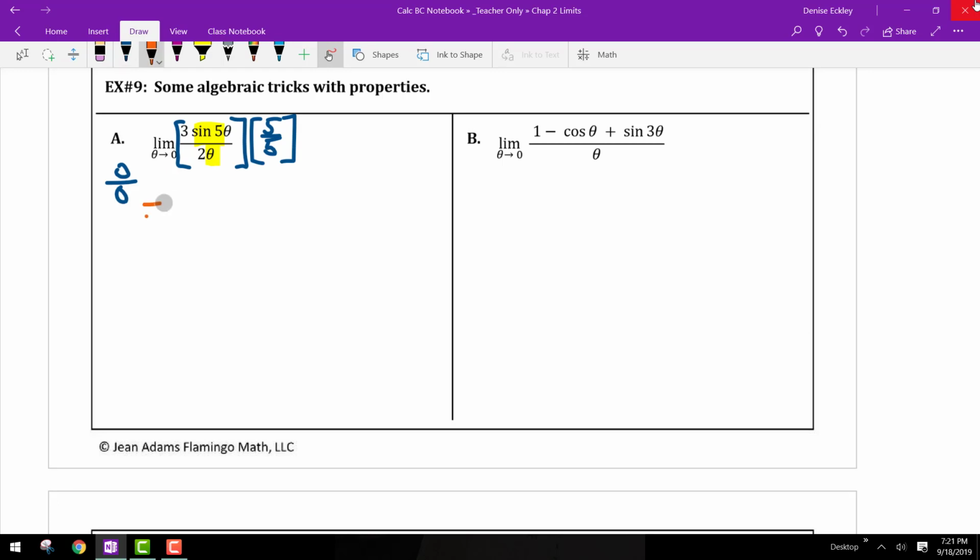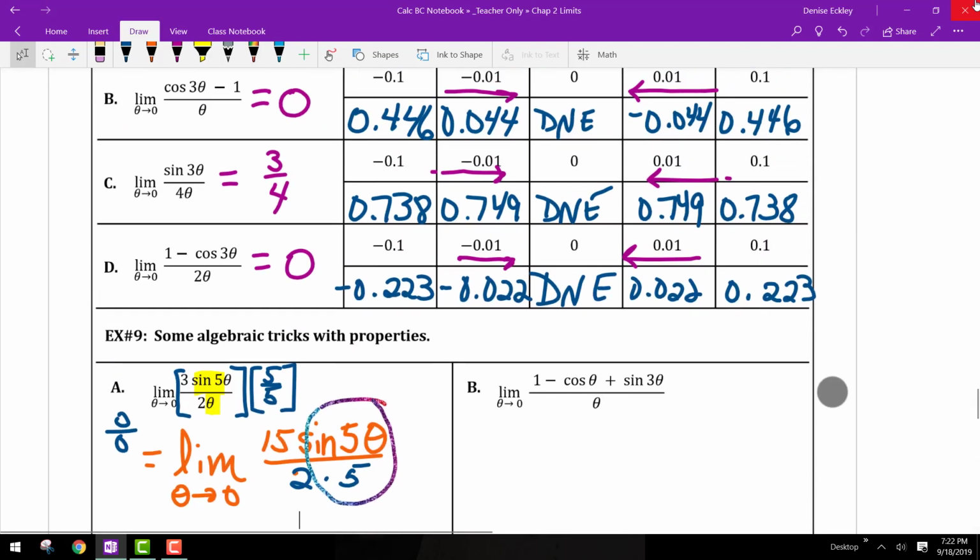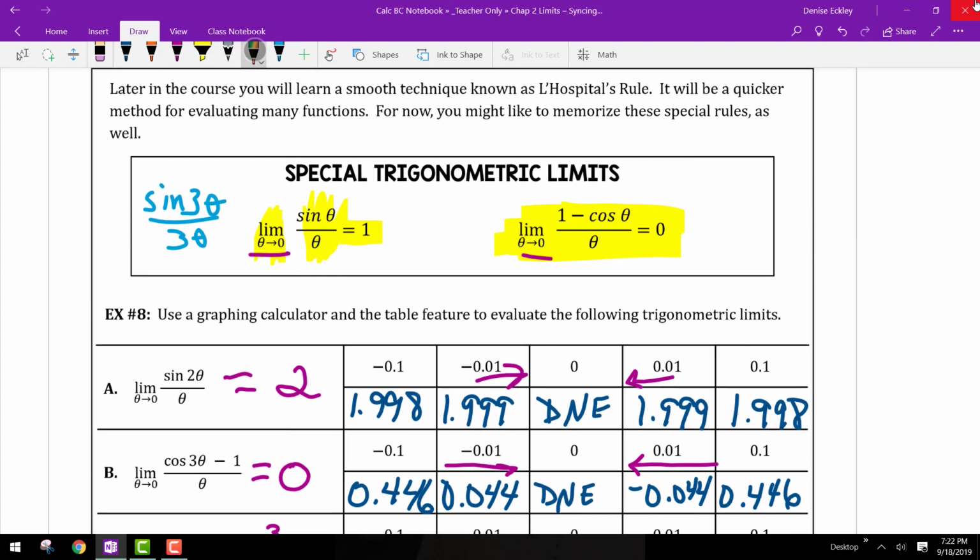Let me change colors. Let's set it up this way first: the limit as theta approaches 0 of 15 sine 5 theta over 2 times 5 theta. The reason I'm doing that is because here is the important part of the ratio that I want. That is what's going to allow me to use this special trig limit right here.